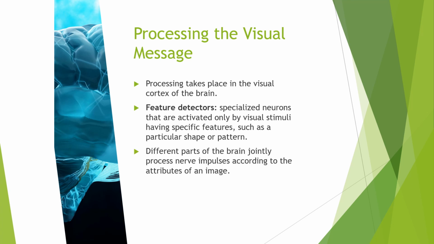There are different parts of the brain that together process these nerve impulses according to the attributes of a specific image. Again, whether it's round, whether it's square, what color it is, what size it is. And there are specific parts of the brain that specialize in different kinds of stimuli.